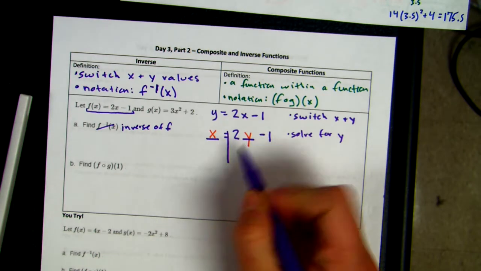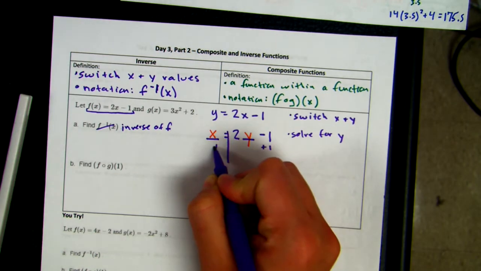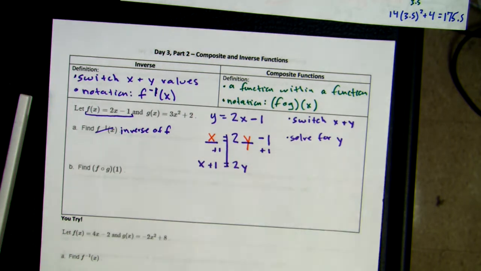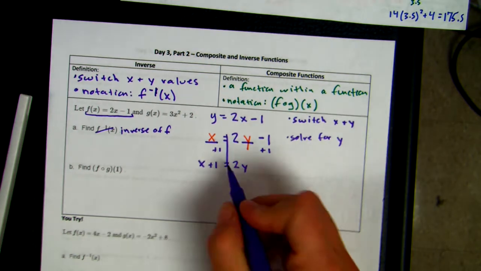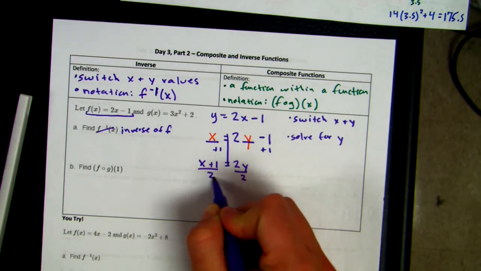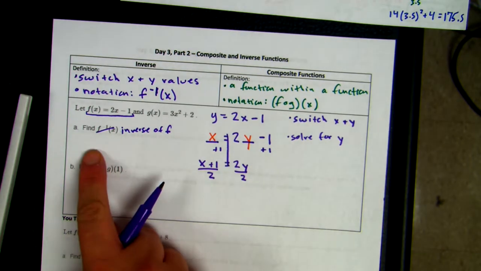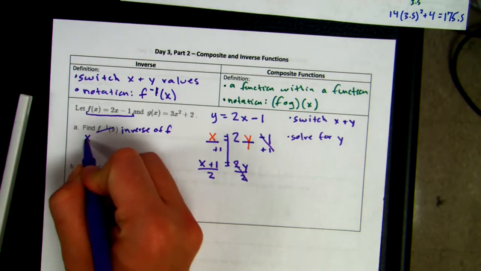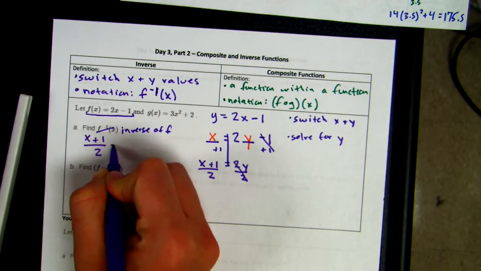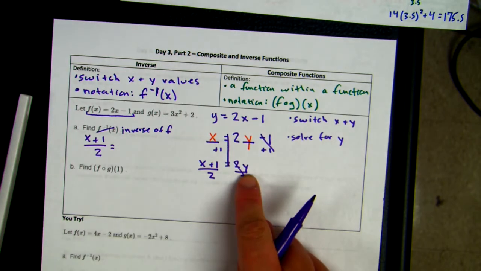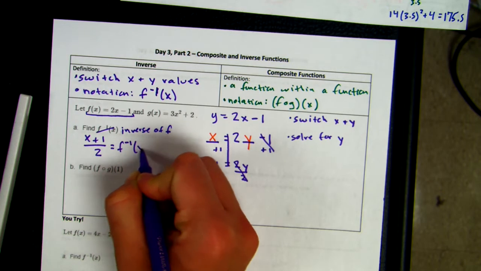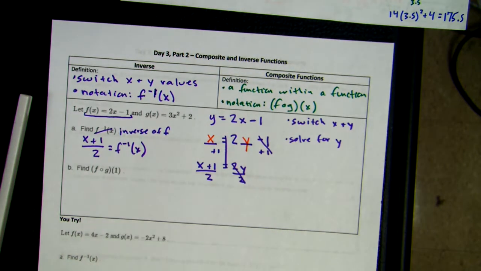So if I'm solving for y here, the first thing I'm going to do is add 1 on both sides. I've got x plus 1 equals 2y. And then I am going to divide by 2 on both sides. So my final answer, which I'll write right over here because these 2's cancel out, is x plus 1 over 2 is equal to y, or if we want to write it in inverse notation, is equal to f to the negative 1 of x. Okay, so that is finding our inverse.